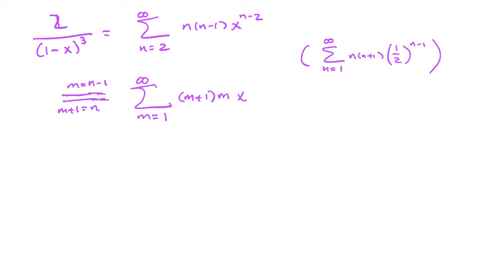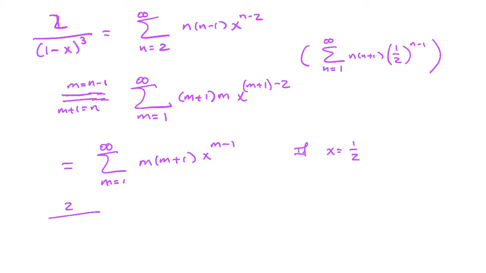And so what happens to my power on x? n becomes m plus 1 minus 2. And so in the end, I get a power series that starts off at m going from 1 up to infinity, m times (m plus 1), and x to the m minus 1 power. And so now if I do a substitution and let x equal to 1/2, then what I obtain is 2 over (1 minus 1/2) to the third power is equal to my series m going from 1 up to infinity, m times (m plus 1), and (1/2) to the m minus 1 power.